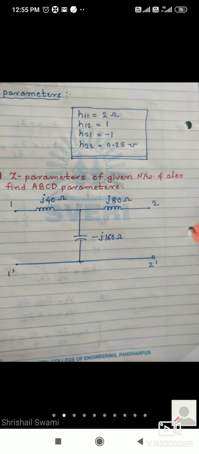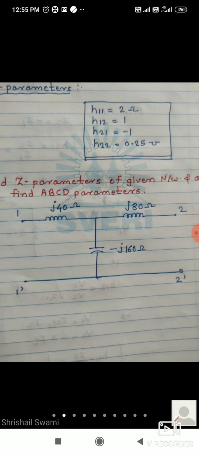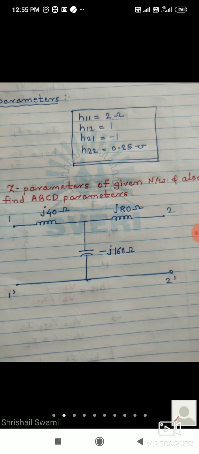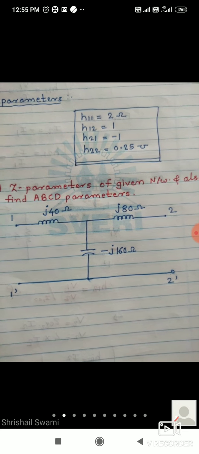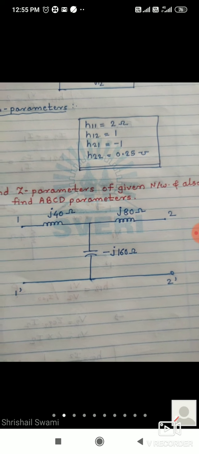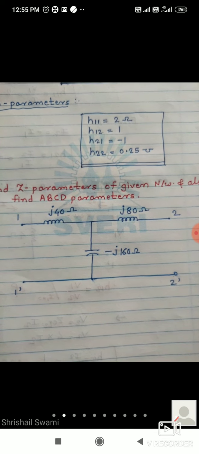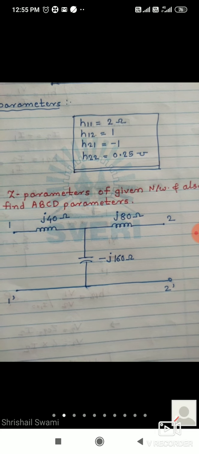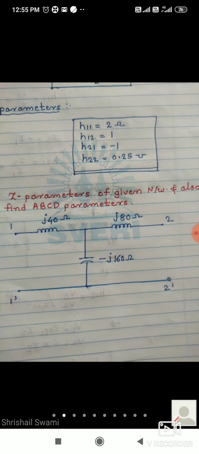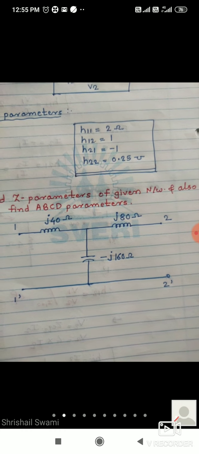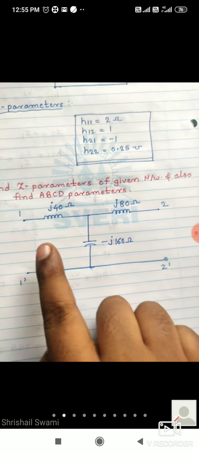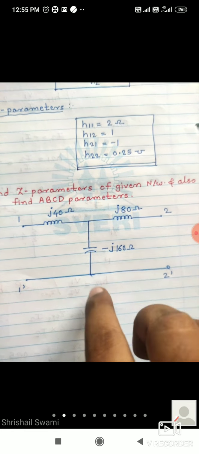So how to find out now? Anyone? How to solve this problem? Whether we have to use conventional method or we can use different. Conventional method means what? Write down the equation of a Z parameter. Then use the condition I2 equal to 0, I1 equal to 0. Find out the parameters. This is called as what? Conventional method. So here if you are observing the network, what is its structure?